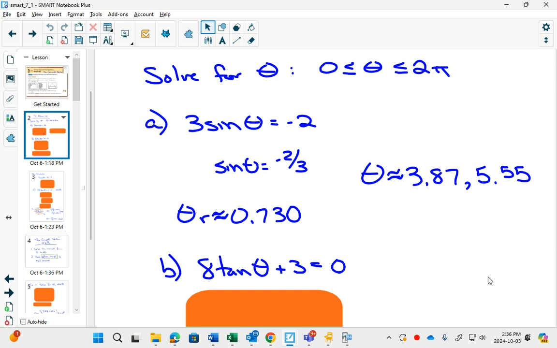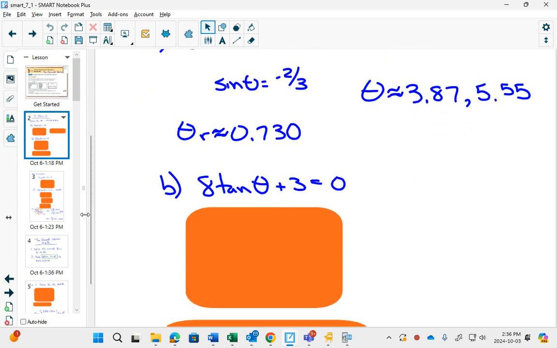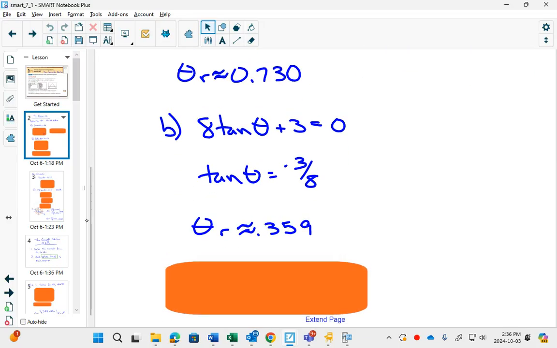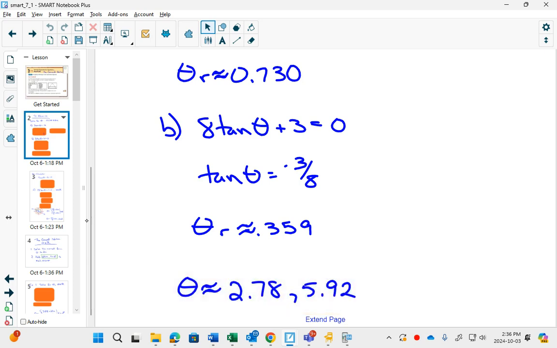And I really should have 3 decimal places, not 2, but that's all I wrote down when I did it first. Second one, same thing. First, you get tan by itself and find your reference angle. Again, make sure you do tan inverse of the positive number. Then tan is negative in quadrants 2 and 4. So you would get our answers, 2.78 and 5.92.